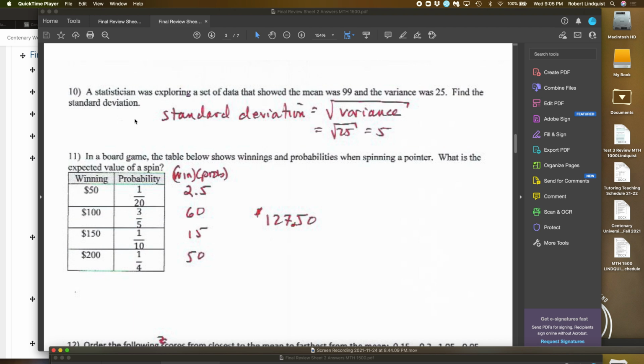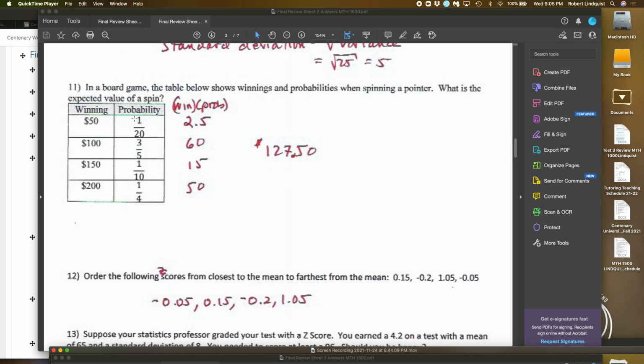All right, so now let's start talking about this third page of final review number 2. A statistician was exploring a set of data that showed the mean was 99 and the variance was 25. Find the standard deviation. Well, the standard deviation is always the square root of the variance. In this case, if the variance is 25, the square root of 25 is 5. So that's the standard deviation.